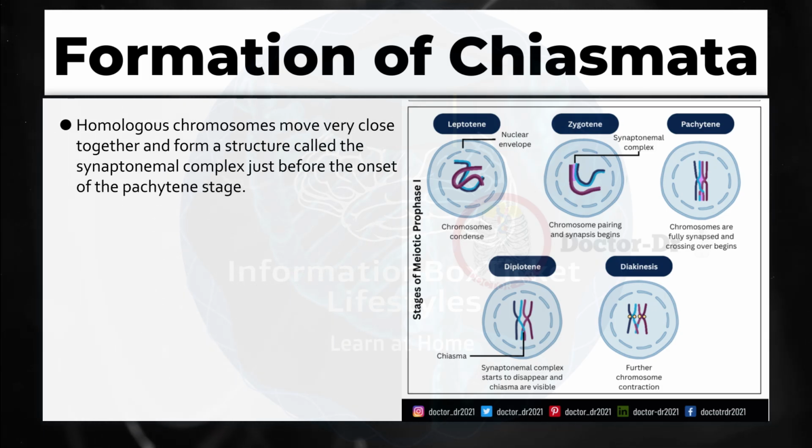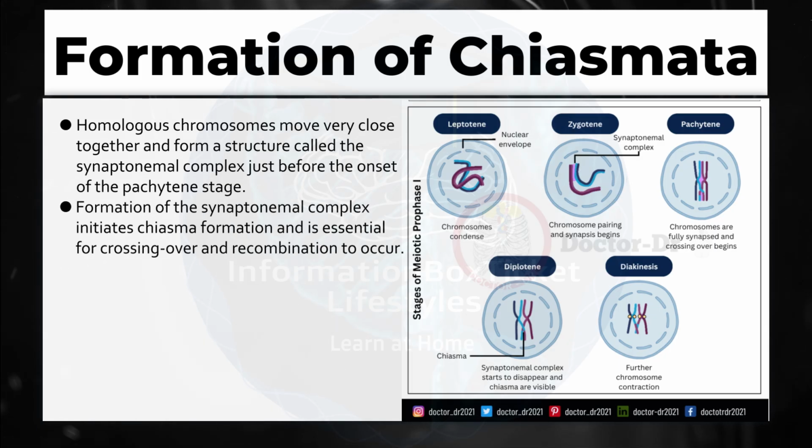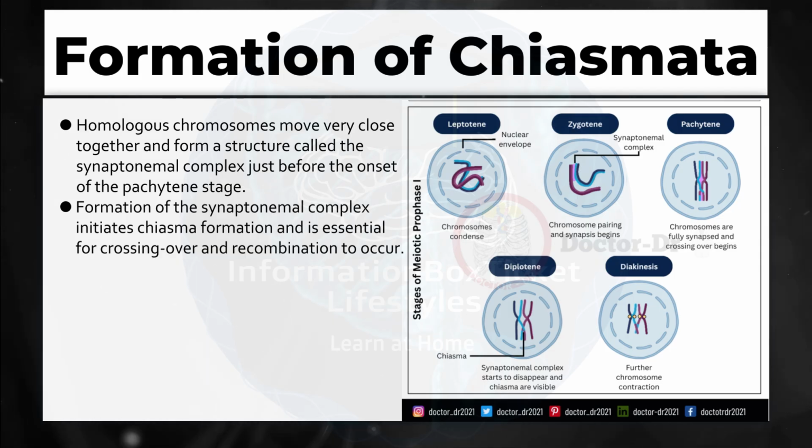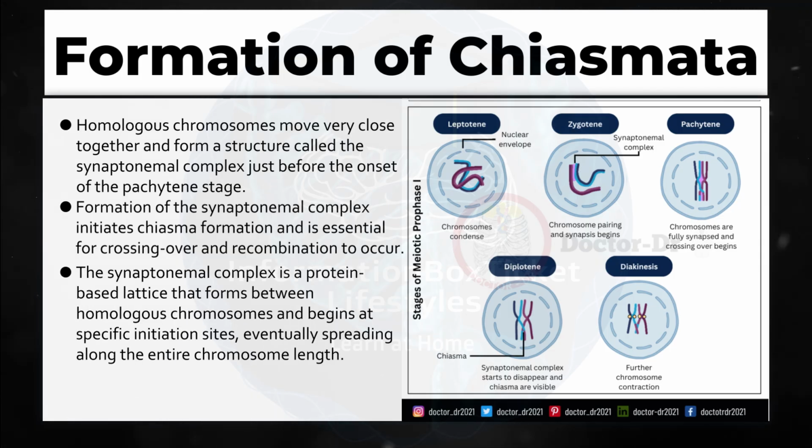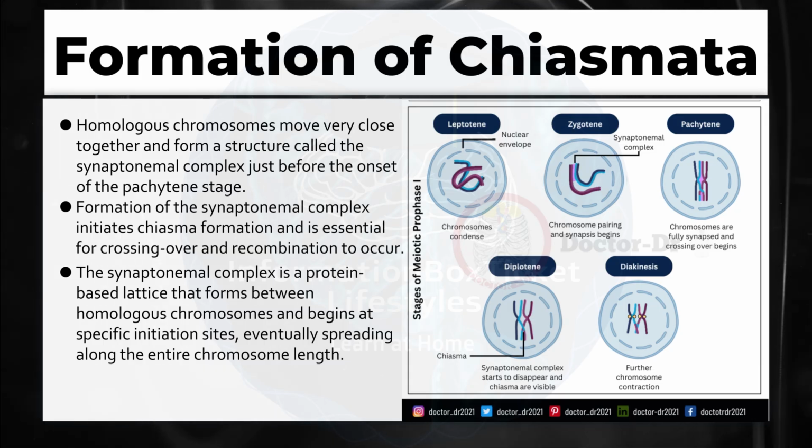Homologous chromosomes move very close together and form a structure called the synaptonemal complex just before the onset of the pachytene stage. Formation of the synaptonemal complex initiates chiasma formation and is essential for crossing over and recombination to occur. The synaptonemal complex is a protein-based lattice that forms between homologous chromosomes and begins at specific initiation sites, eventually spreading along the entire chromosome length.